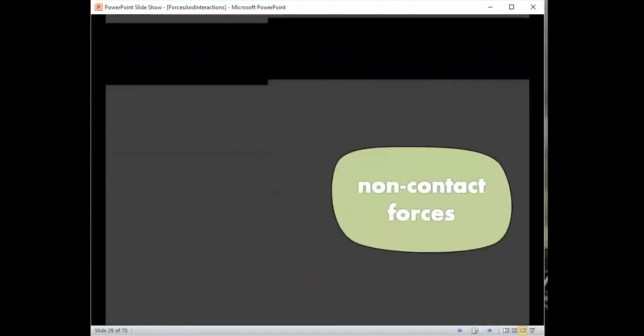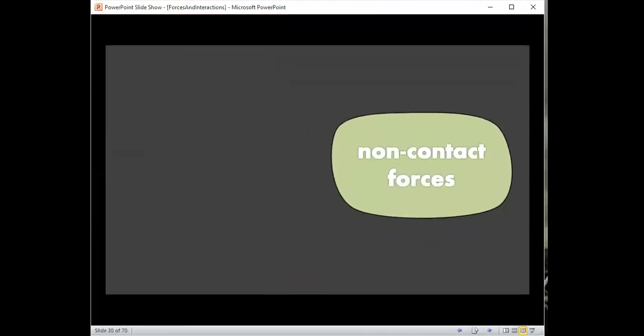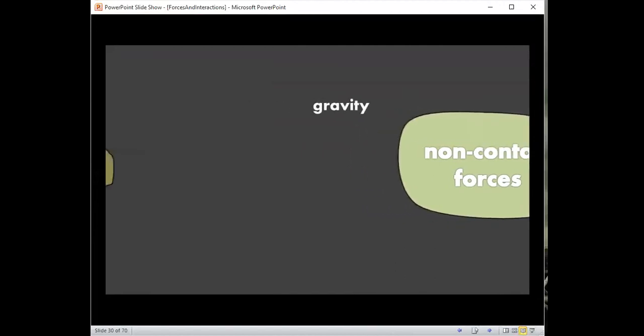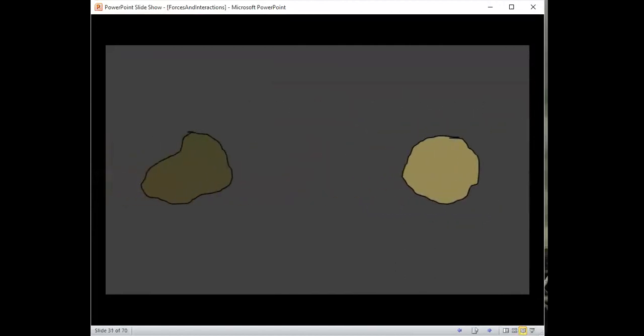So that's contact force. Now we're going to talk about non-contact forces. These are forces that exist without things touching each other. The most famous of all of these is the force of gravity. So let's take a look at the force of gravity. Imagine you have these two clumps of mass. If they have mass, there is a gravitational interaction between these two clumps of matter.